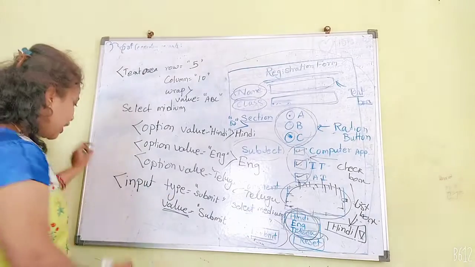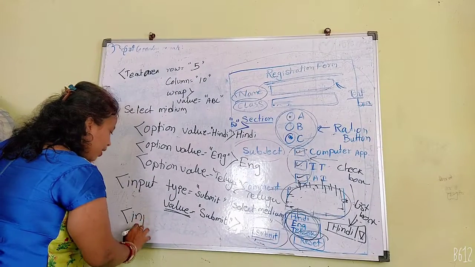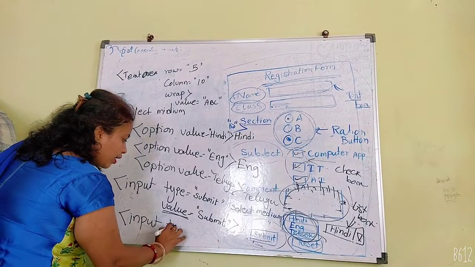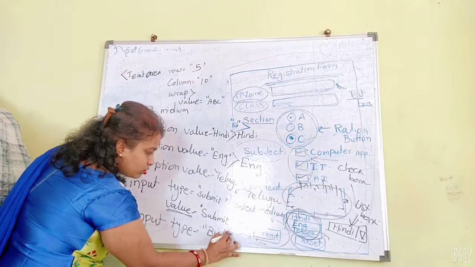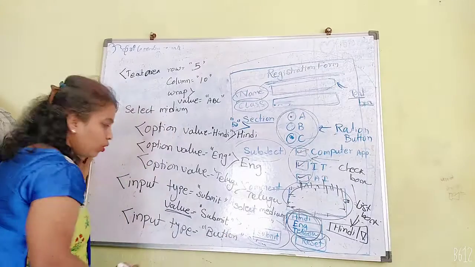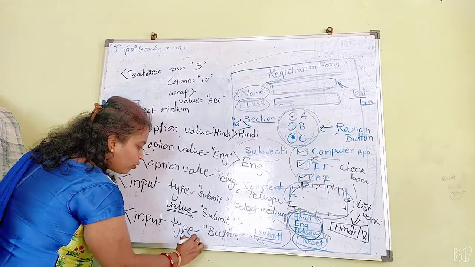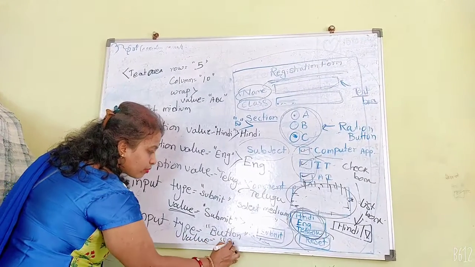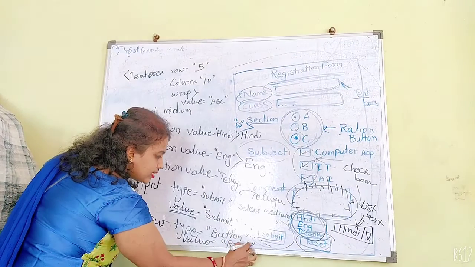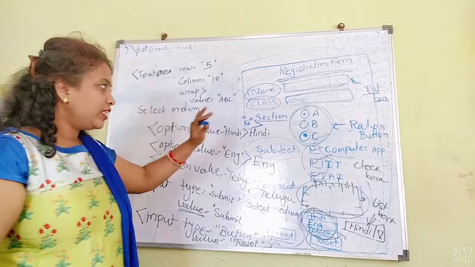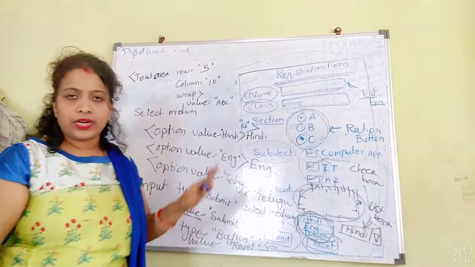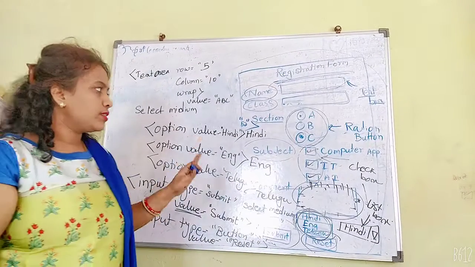Clear? In the same way for the reset also, input type equal to button I can use. Okay, and the value equal to reset. Understand? So these are all about the buttons and controls.